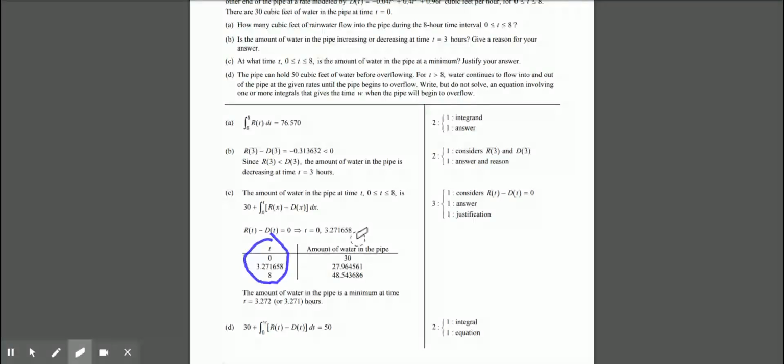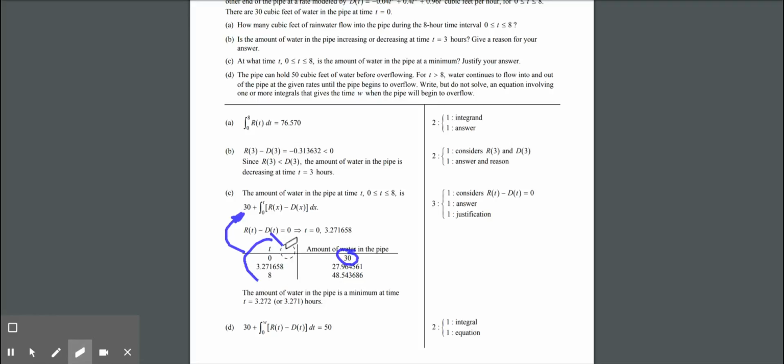All right, so a lot depends on creating this accumulation function correctly. I take all these values individually, plug them in for t, and see what happens. You can see that at t equals 0, it's 30. We already knew that, so that one's not too bad. The other ones you will have to do on your calculator, right? So they get 27.964 and 48.543.